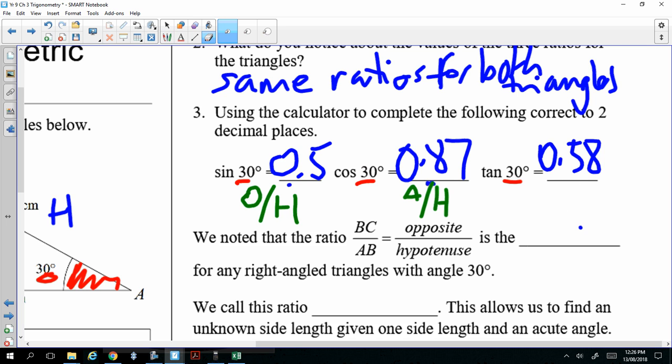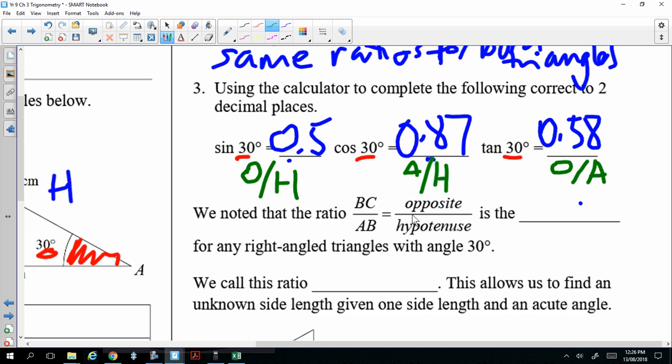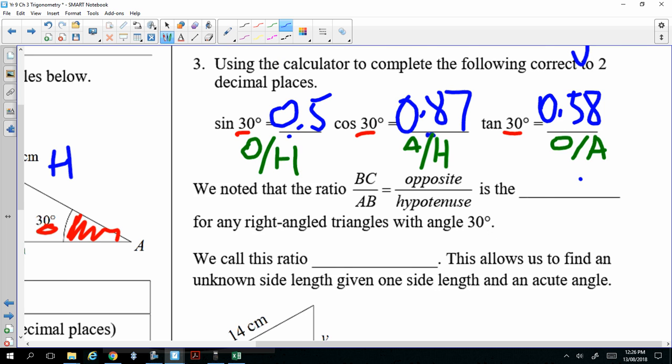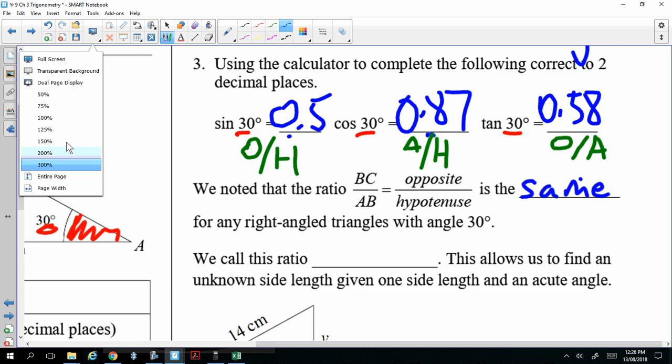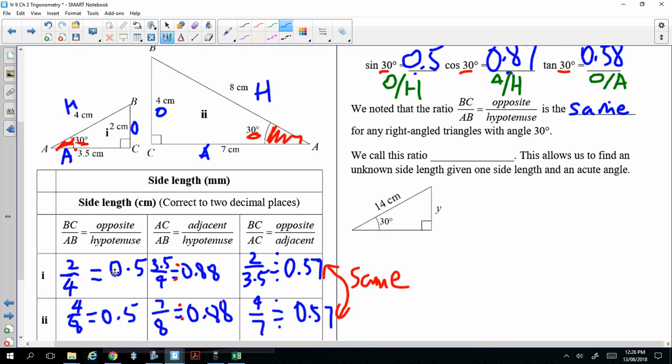Okay, so we noted that the ratio is the same for any triangle, that the opposite over hypotenuse is always the same no matter how big the triangle is, isn't it? So the opposite over hypotenuse is always 0.5 no matter the triangle has side length 2 or side length 4, as long as they are both 30 degrees. So we call this ratio the sine ratio. This allows us to find the unknown side length given one side length and an acute angle.